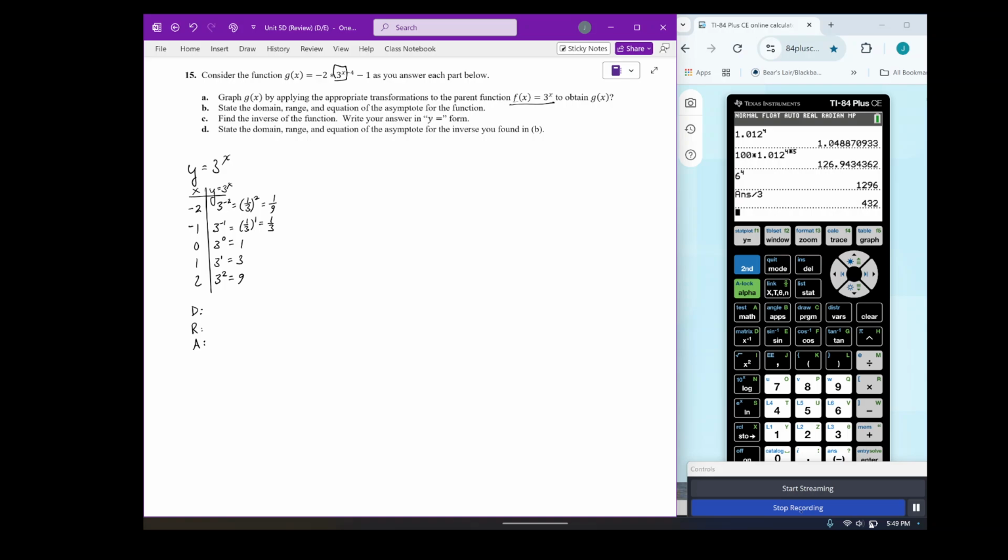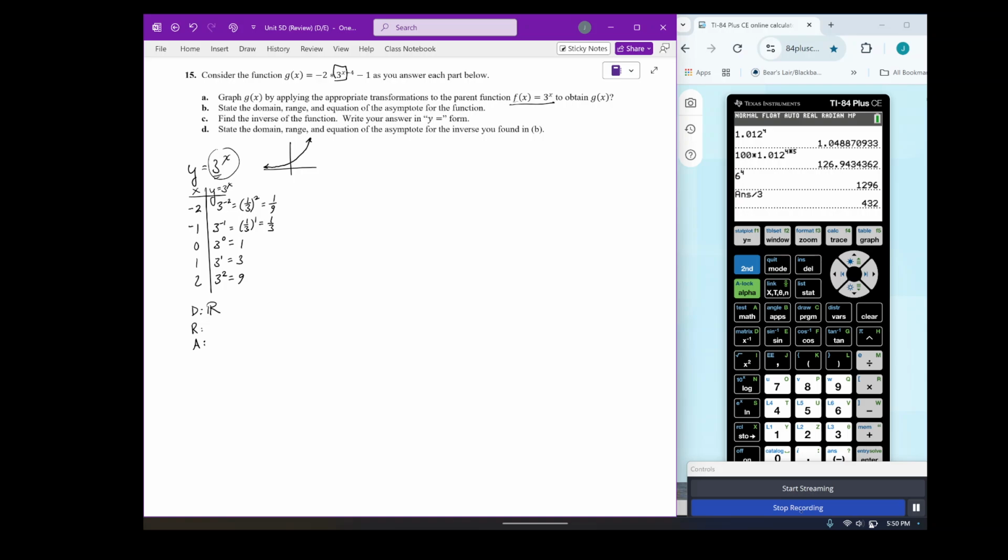The domain is the allowable x values. And if you remember 3 to the x, the base is bigger than 1, so it's exponential growth. And so it starts out low and it works its way up like that. That's what a parent growth function looks like. And so the allowable x values, well, x can be anything, so it's all real numbers.